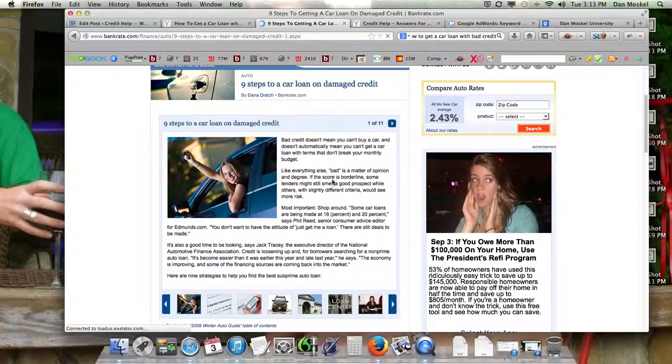So they have two introductory paragraphs, and we're talking about car loans and bad credit, but this applies to any and every industry. But right away here in the third paragraph, we're talking about cars and car loans.